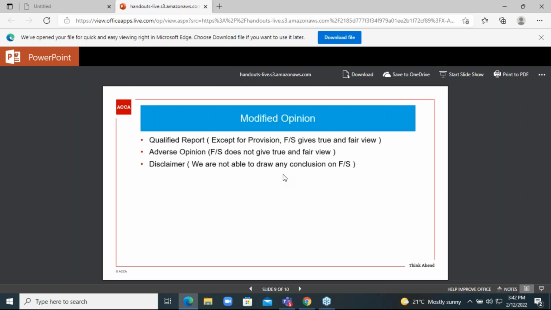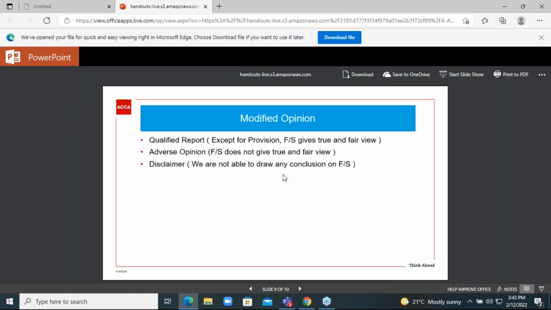So if there is a material misstatement, we will choose between a qualified opinion, an adverse opinion, or a disclaimer of opinion. So what are these? Before going into the question, we will discuss how these opinions can be modified. Now, first of all, the qualified report. In a qualified report, our wording is: except for the provision, the financial statements give a true and fair view.